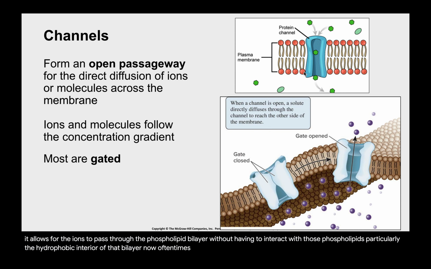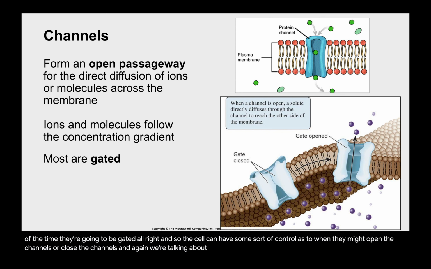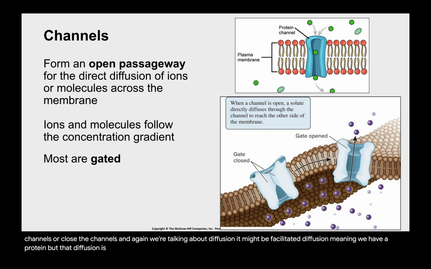Now, oftentimes you might see simple protein channels that are always open. But most of the time they're going to be gated, and so the cell can have some sort of control as to when they might open the channels or close the channels. And again, we're talking about diffusion. It might be facilitated diffusion, meaning we have a protein, but that diffusion is still going to follow the concentration gradient.